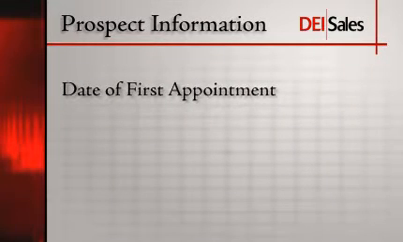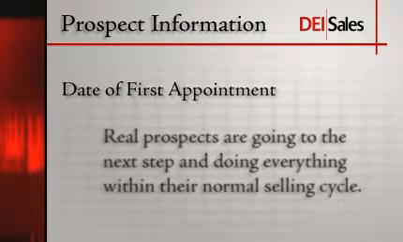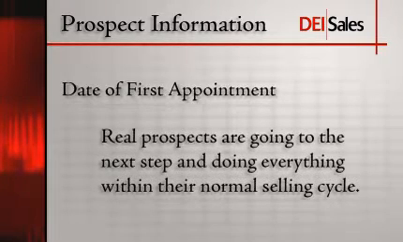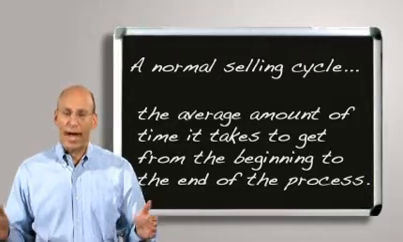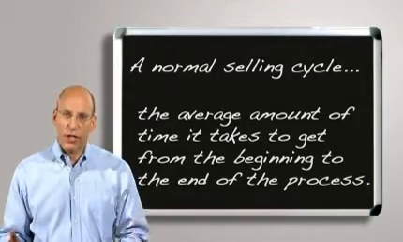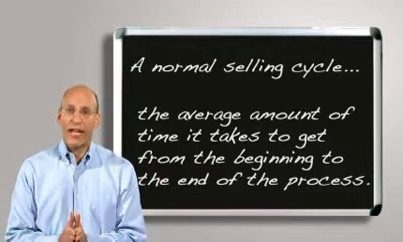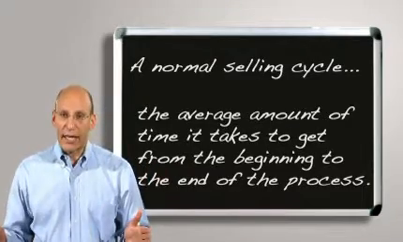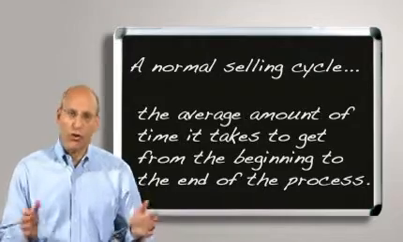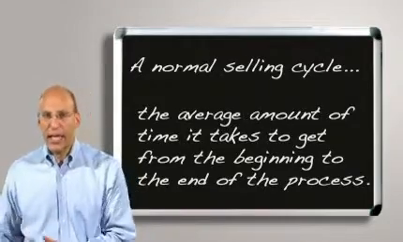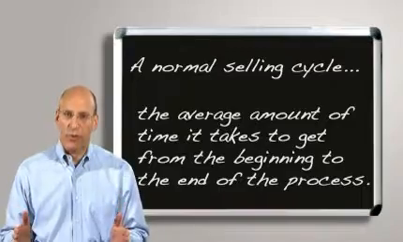And further, I want to look at the date of the first appointment. Now, why? This is the most important part about the system, because my real prospects are, first of all, going to the next step. But they're also doing everything within their normal selling cycle. The normal selling cycle is the average amount of time it takes most sales in your business to go from the beginning to the end of the process. So if the average sale takes 8 weeks, even if the occasional sale took only 1 week or took 10 weeks, if the average sale takes 8 weeks, that's your normal selling cycle.